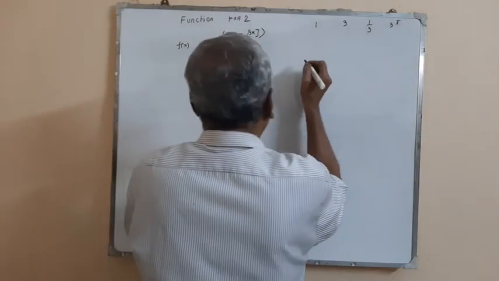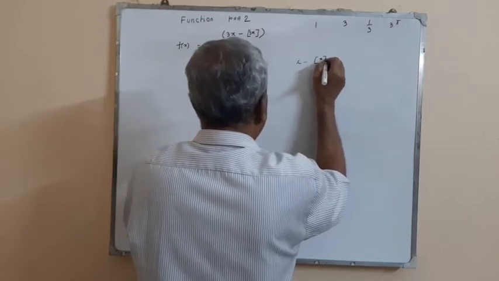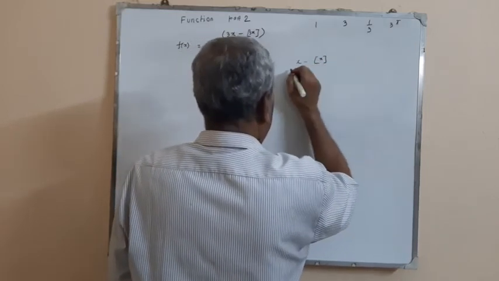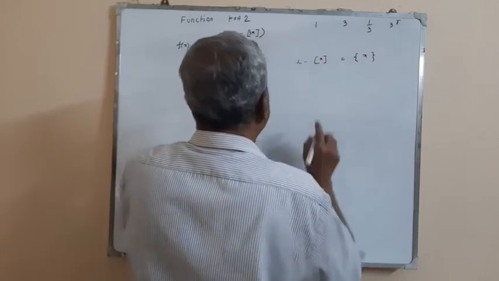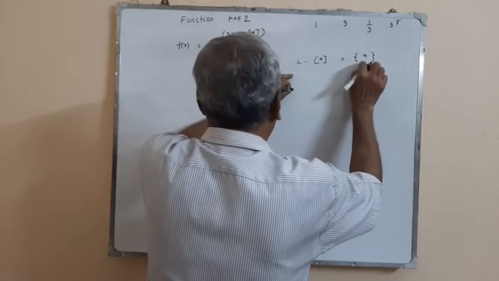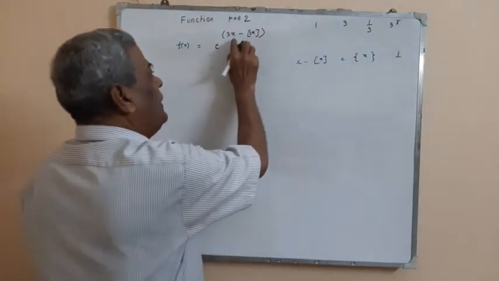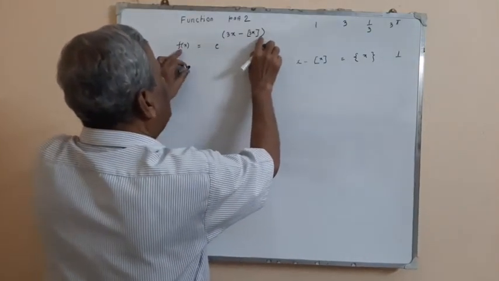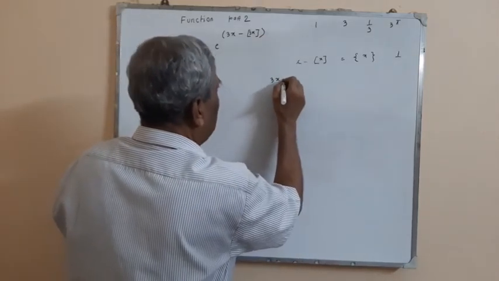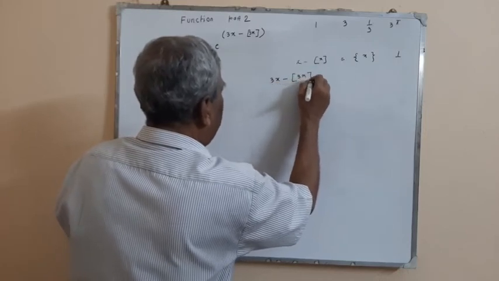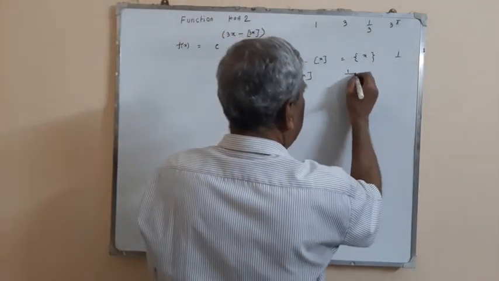So we know that for the function x, the decimal part of x is x minus the integral part of x. Its period we know is 1. And the period of this will be the period of the function f(x). So now you see 3x minus the integral part of 3x, its period is 1 divided by 3.